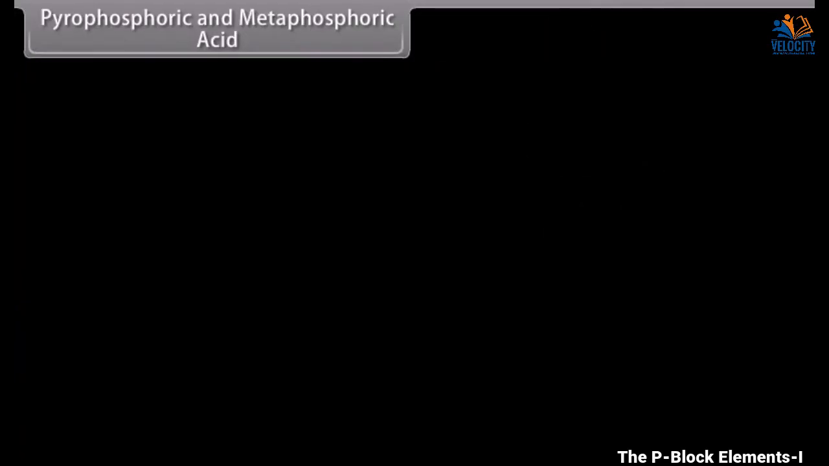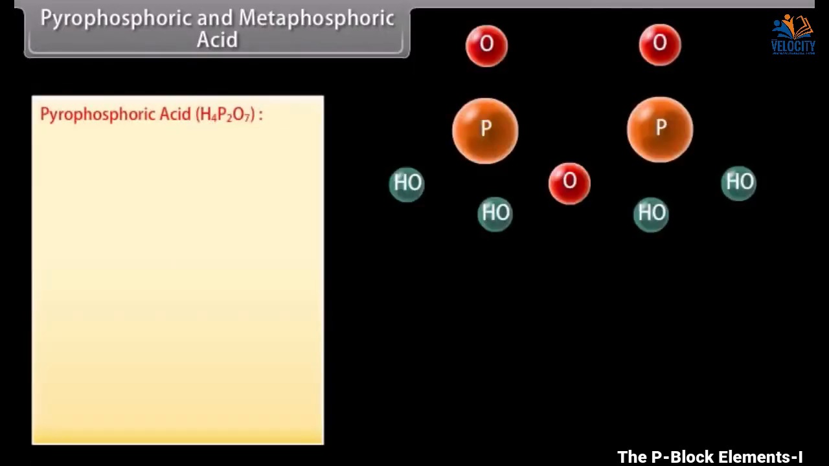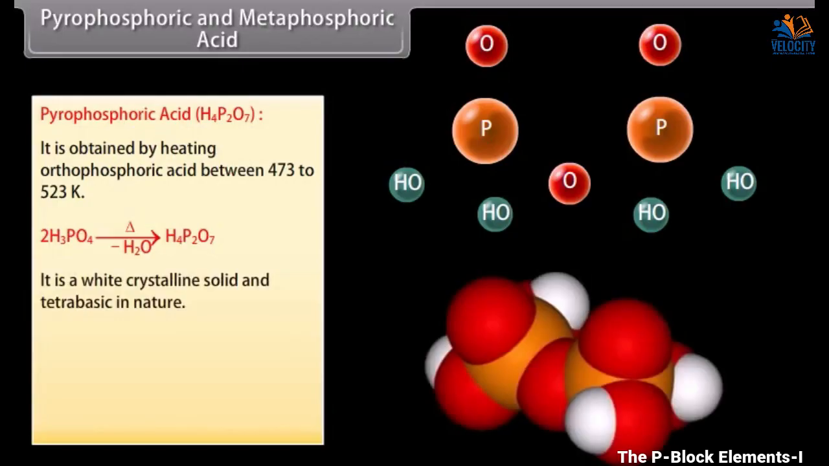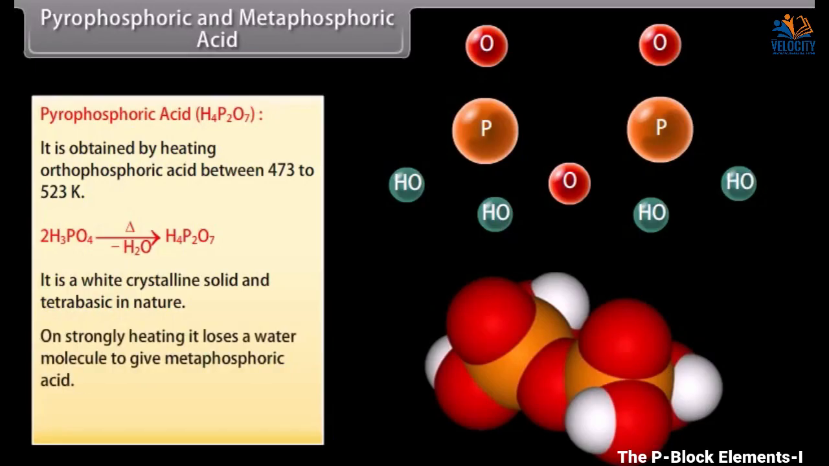Pyrophosphoric and metaphosphoric acid. Pyrophosphoric acid. It is obtained by heating orthophosphoric acid between 473 and 523 Kelvin. It is a white crystalline solid and tetrabasic in nature. On strongly heating, it loses a water molecule to give metaphosphoric acid.